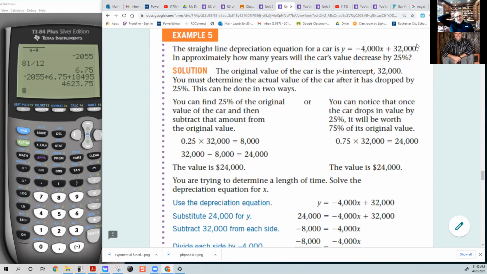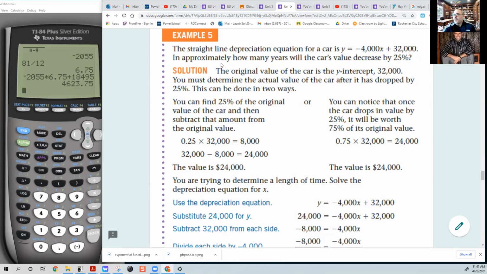Let me just step back for a second. Let's interpret what this means. It's saying we have a slope of negative 4,000 and a y-intercept of 32,000, which means every time x increases, we're going down by 4,000 in value. For every year that x increases, we go down 4,000 in value, and we are starting with a car that has a value of $32,000. This is how you read it and say it in English: for each additional year, the car's value drops by 4,000, starting at a value of 32,000. That's how I would write this out as a sentence.